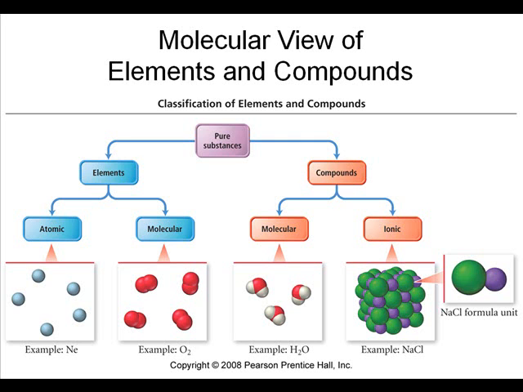Again, compounds come in two types. One type is referred to as a molecular compound. In a molecular compound, the atoms are covalently bonded together. That's when the electrons are being shared. It's a very strong bond. Molecules tend to hang together very, very well.